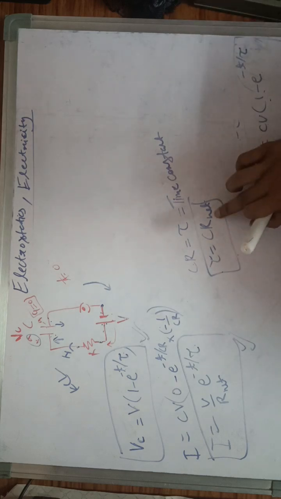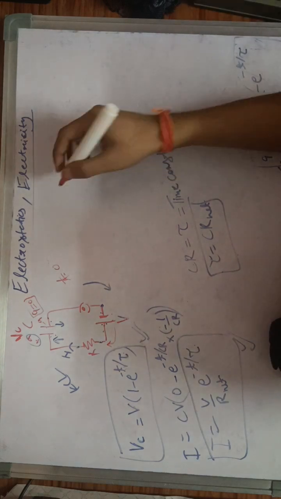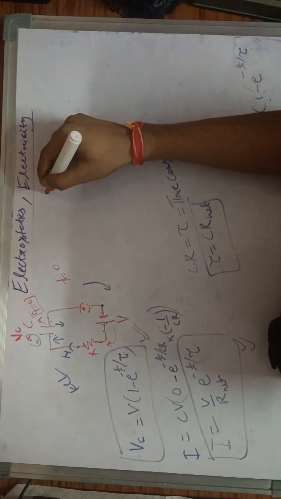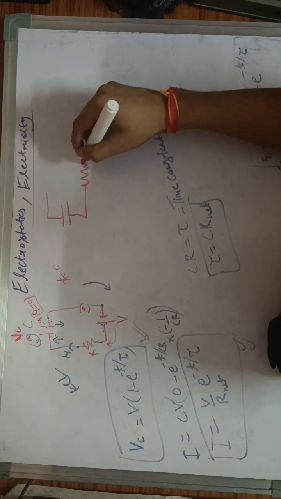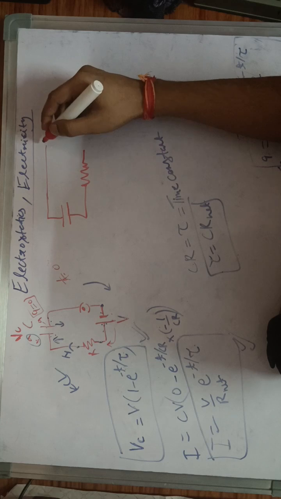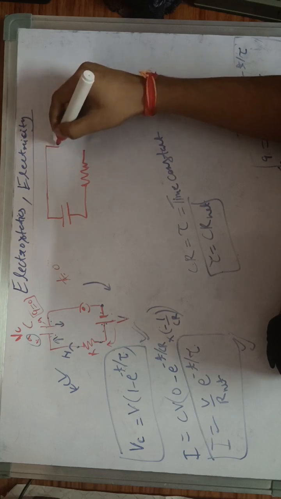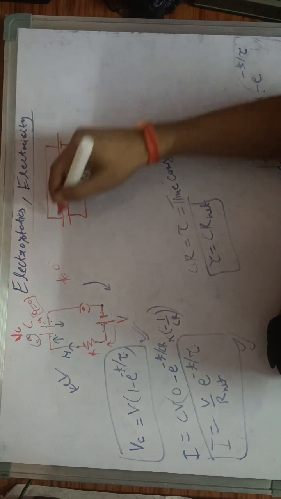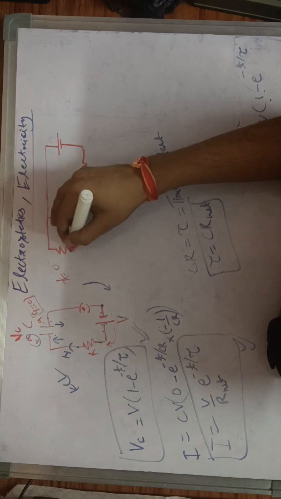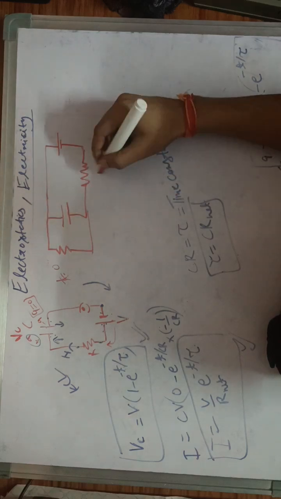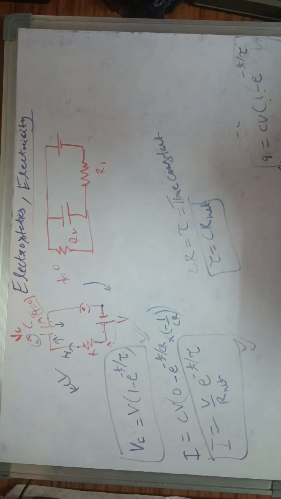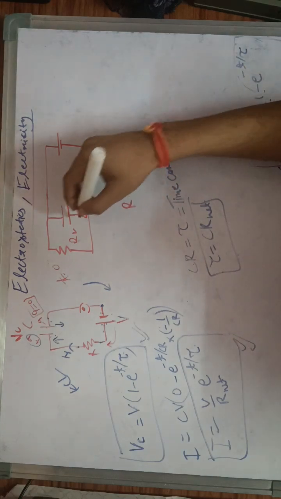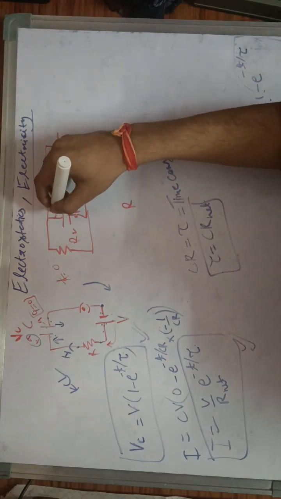Let's say to understand this R net value, let's see some circuit. Let's say there is a capacitor here, there is a resistor here, and there is a cell here, there is one more resistor added here parallel to this capacitor. This is R1 resistance, this is R2 resistance. Then R net means, let's say this point is A and this point is B.